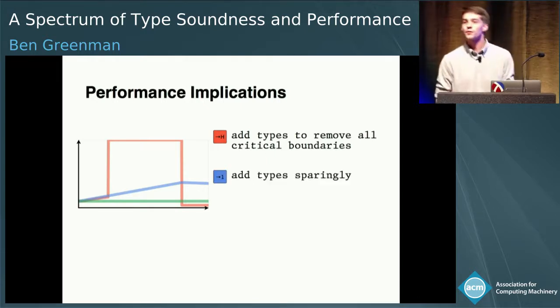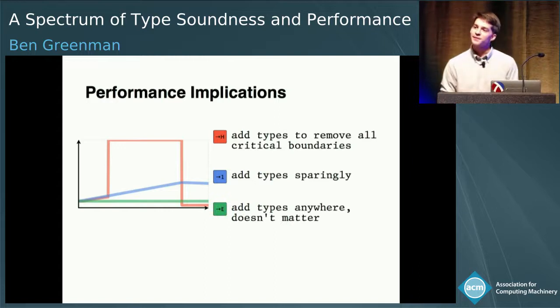If you're working in a first order approach, be careful how you add types. Really, add them only where correctness is essential, because otherwise adding more type annotations is going to slow down your program. And for erasure, add types wherever you like, because it really doesn't matter.